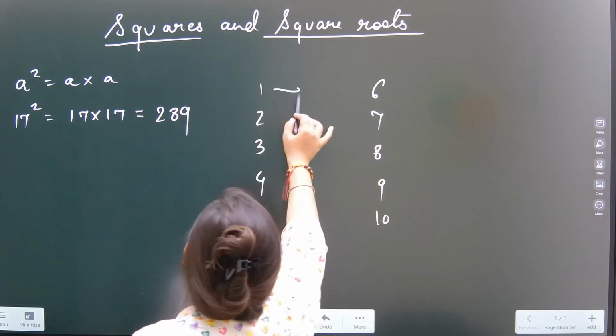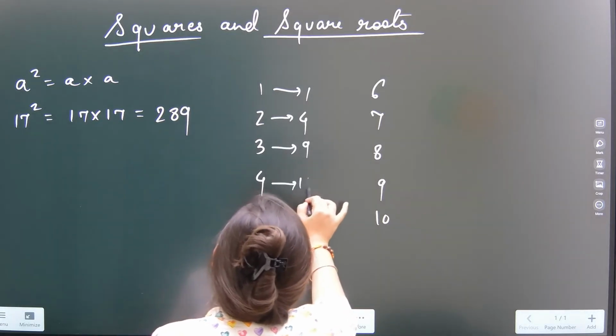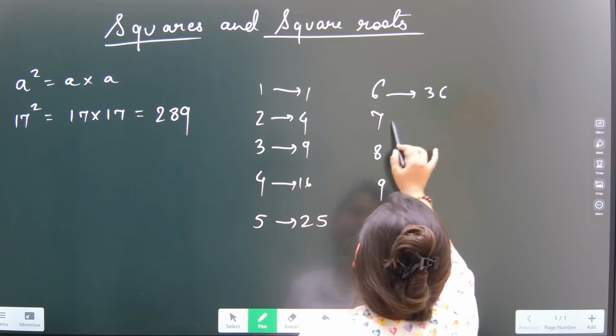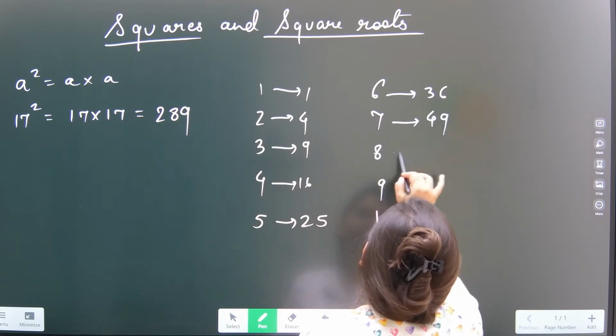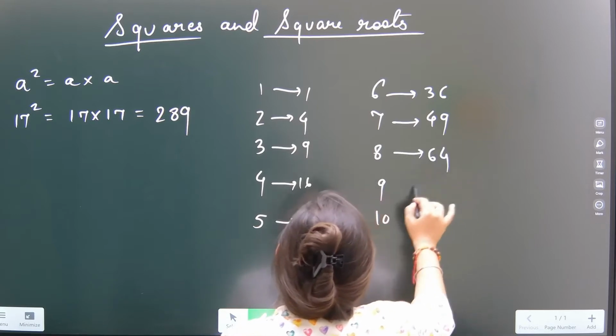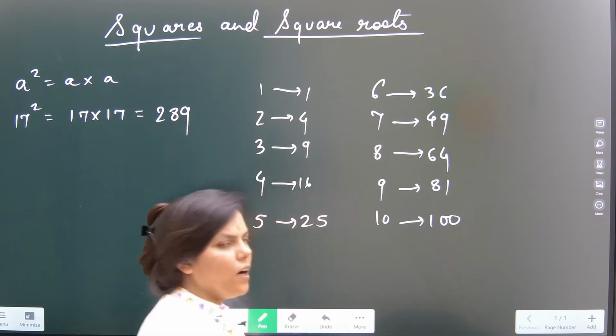So 1 square is 1, 2 square is 4, 3 square is 9, 4 square is 16, 5 square is 25, 6 square is 36, 7 square is 49, 8 square is 64, 9 square is 81, 10 square is 100.